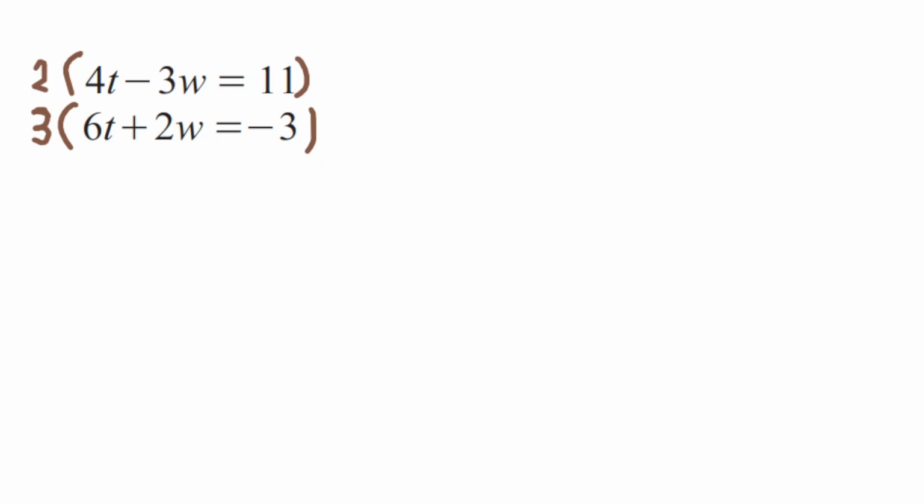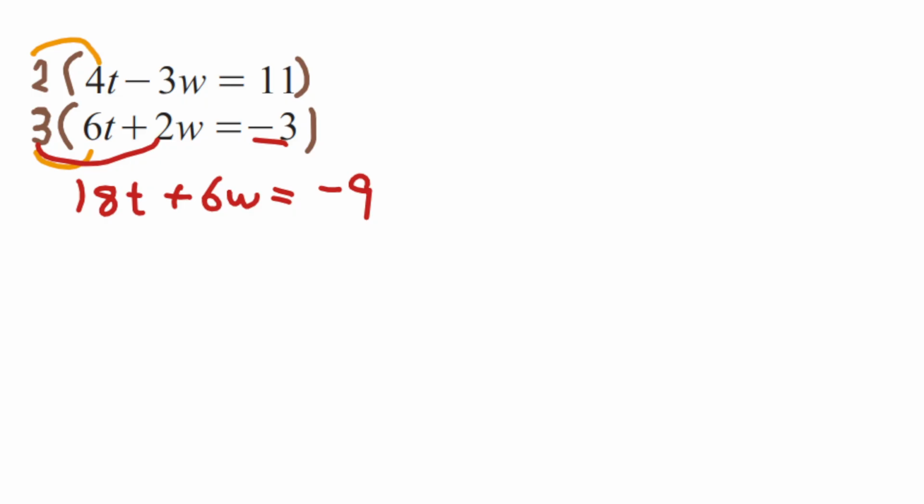Let's start multiplying. I'll just start by this one here. So 3 times 6 is 18, so it's 18t. And 3 times 2 is 6, so plus 6w. And now everyone forgets to multiply this. You should. So 3 times negative 3 is negative 9. That's good. Now let's do the first one.